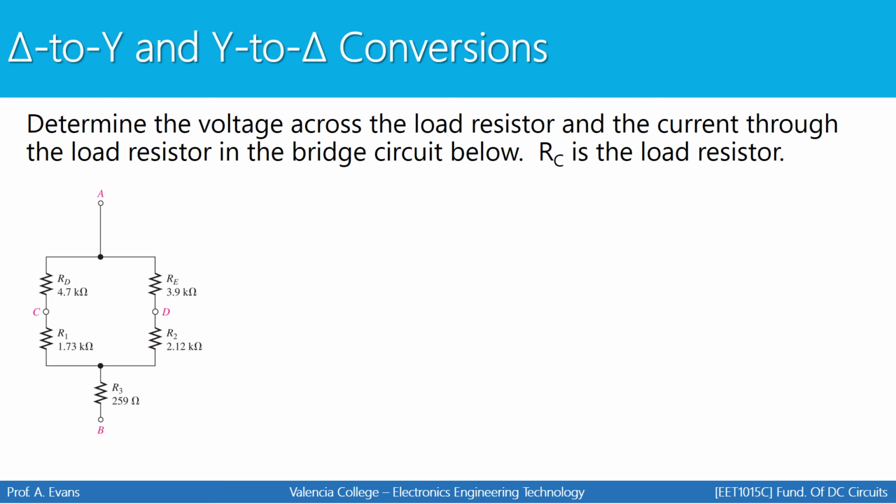There's what that circuit will look like. Notice that my delta used to be here, like this, and now my Y has replaced it. Next, we're going to find the total resistance and the total current in this circuit, and then talk about how we find the voltage for the load resistor.